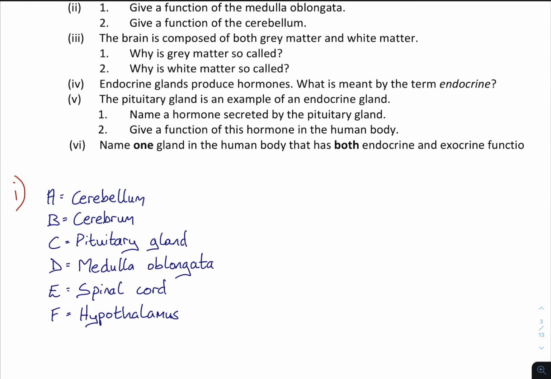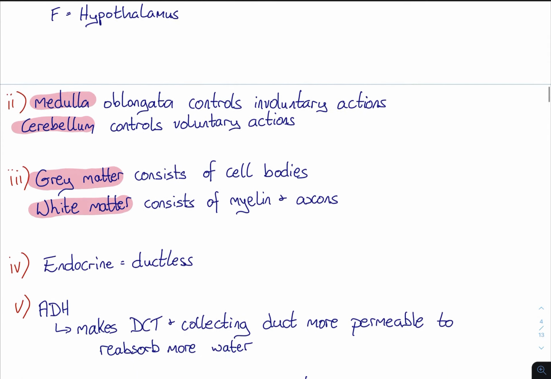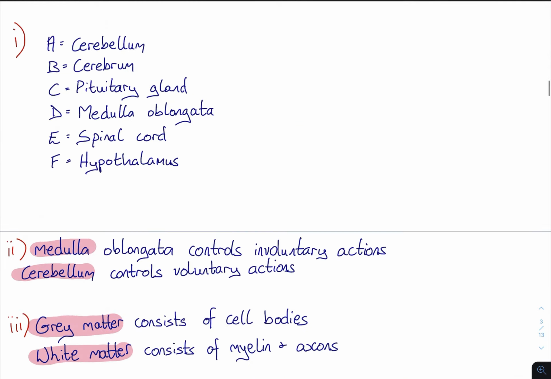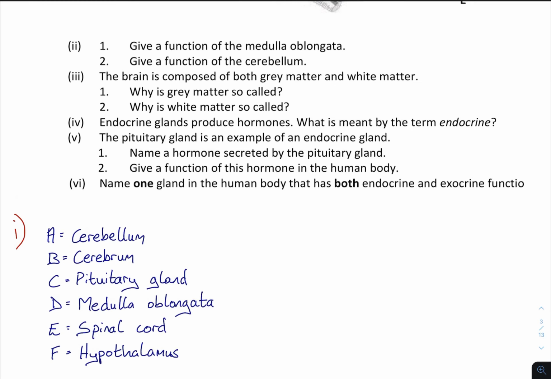V. The pituitary gland is an example of an endocrine gland. Name a hormone secreted by the pituitary gland. Now there's loads you could say here. And give a function of this hormone in the human body. Again, there's quite a lot you could say here. I always go with ADH myself. ADH is responsible for making the collecting duct and the DCT inside the nephron more permeable, so more water is reabsorbed, which I have here. But like I said, I'm not going to go through any of the rest of them because there are so many there. The pituitary gland is known as the master gland, and the reason is because it secretes so many different products.